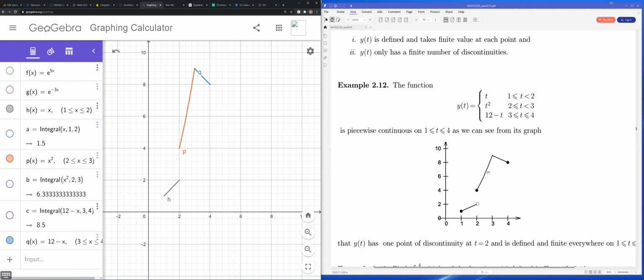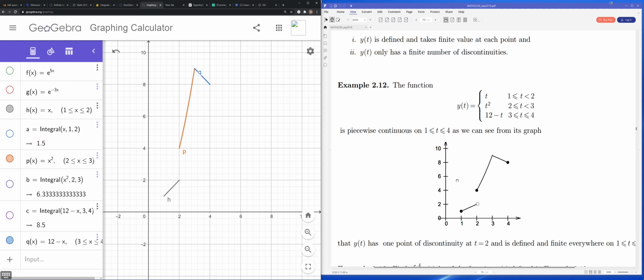This agrees with the graph that I have, except probably the scale here is better. So you have this piece over here for the t, this piece over here for the t squared, and this piece over here for the 12 minus t. Between 1 and 2, your function is t. Between 2 and 3, your function is t squared. And between 3 and 4, your function is 12 minus t. So this is a piecewise defined function, and we just saw how to graph it.